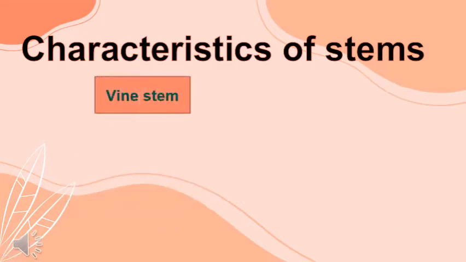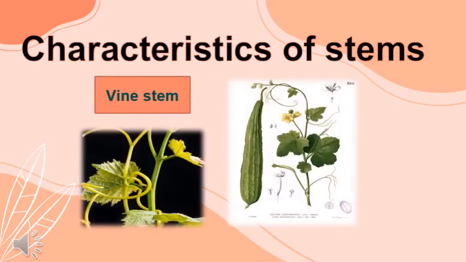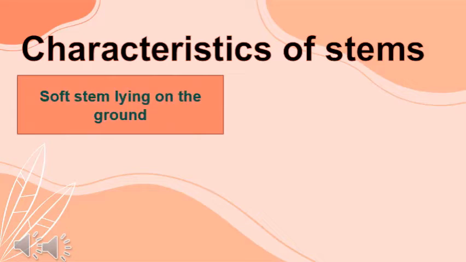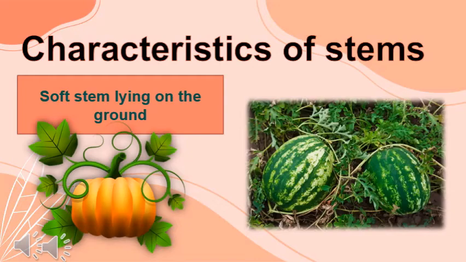Vine stem, or sometimes they are called crawling plants because their stem crawls from the ground to whatever they are attached to. Soft stem lying on the ground. These are the plants that just stay still on the ground. Because of their heavy fruit, they are unable to curl up or have a trunk. Examples are squash, pumpkins, and watermelons.